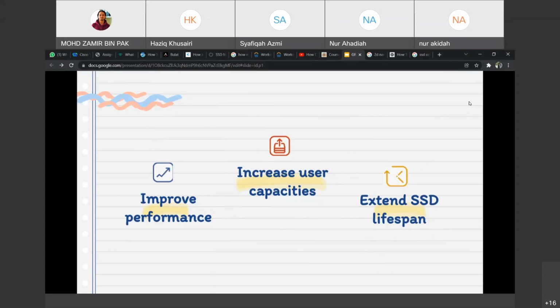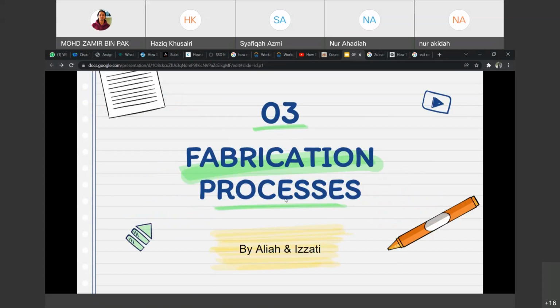Next slide. You can move to the next. The next generation ZNS drive enables higher thresholds for storage performance and capacity in enterprise systems. So now let's move on to the fabrication process.